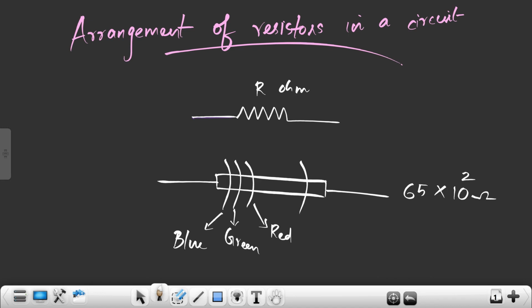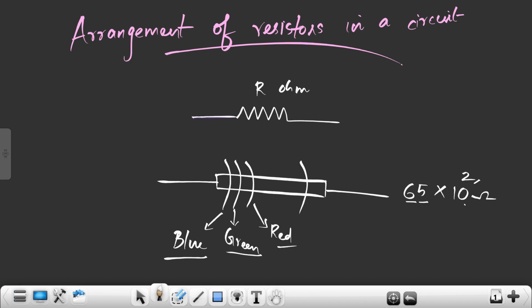I will say once more: the color corresponding to blue is 6, the color corresponding to green is 5, and the third ring, or the third color, represents the multiplier. We have to multiply by that power of ten. So into 10 raised to the digit corresponding to red, which is 2, so 10 raised to 2 ohm.